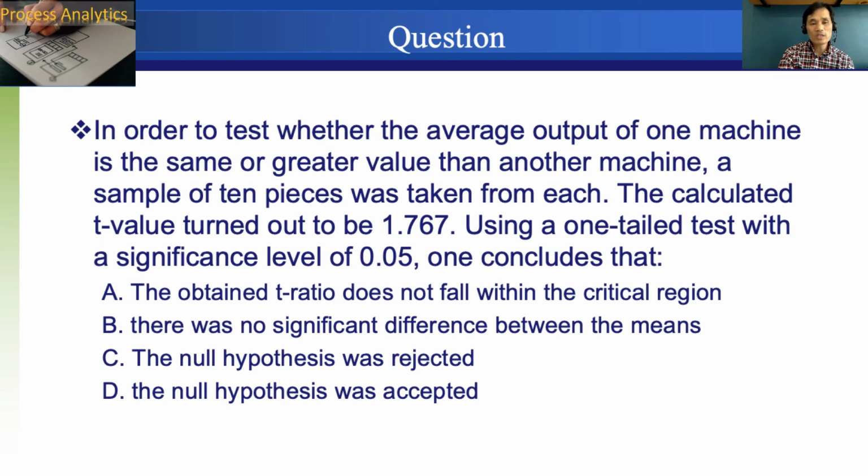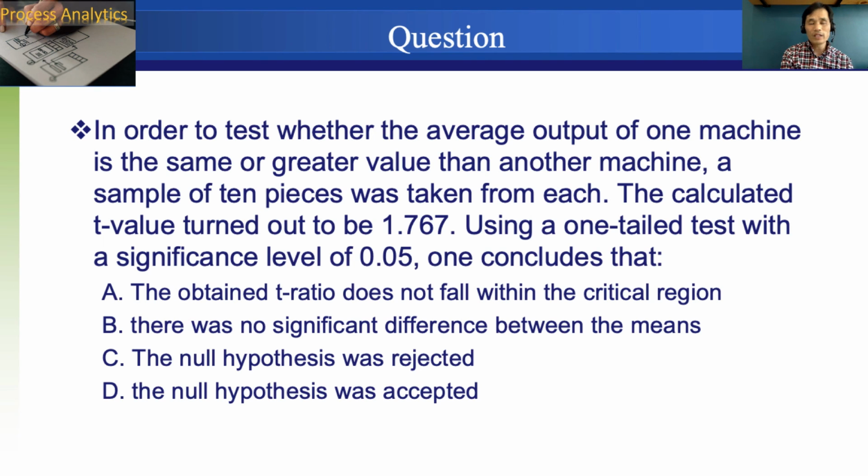B, there was no significant difference between the means. C, the null hypothesis was rejected. D, the null hypothesis was accepted. The answer is the null hypothesis was rejected. To test this, we have to follow the five-step procedure.